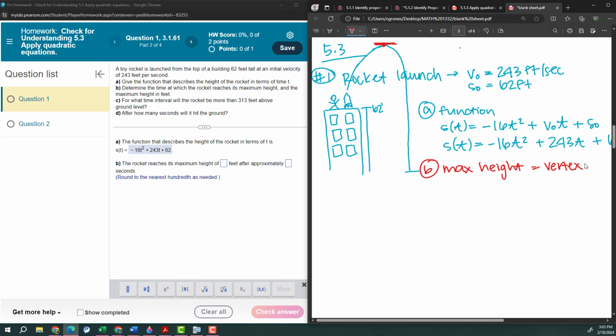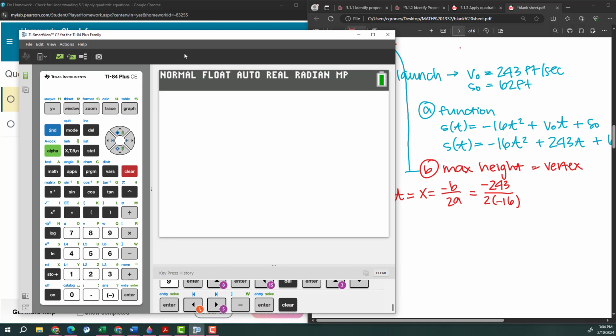So our vertex, remember previously we found our vertex using x equals negative b over 2a. And in this case, we're not working with x, we are working with t. So we're going to set t equal to negative b over 2a. In this case, b is 243, so I'm going to do negative 243 divided by 2 times negative 16, and we can put this into our calculator.